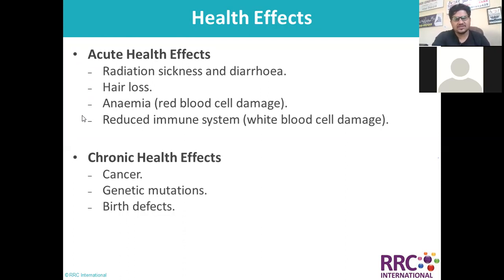What are the acute health effects? Radiation sickness, diarrhea, hair loss, anemia from red blood cell damage, and a reduced immune system from white blood cell damage. And if we link this reduced immune system with COVID-19 or coronavirus, persons having a weak immune system were mostly caught by that coronavirus, and still are, and mostly the infected people have a weak immune system.